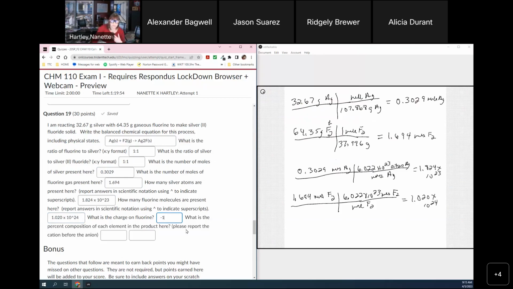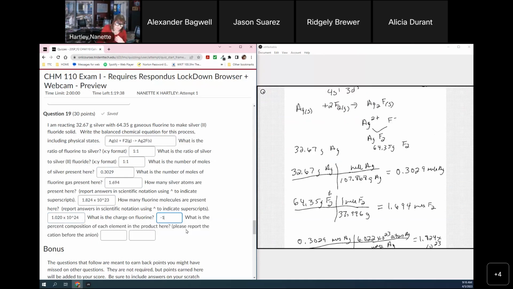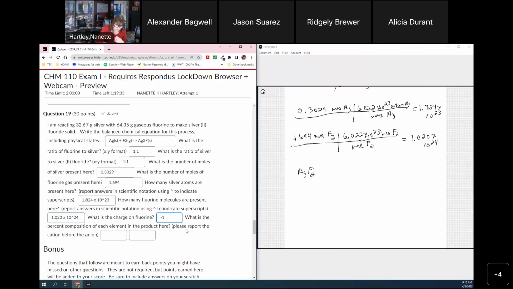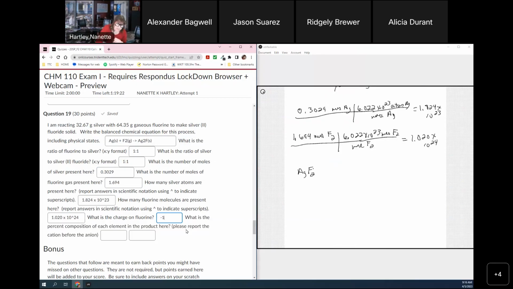What's the percent composition of each element in the product? Okay, so my product, again, I report as AgF2, not Ag2F. AgF2. That's what I wrote as my product in my balanced equation. So Ag2F, what the heck did I do? I wrote it wrong there. Wrote it right here, but not there. All right. So AgF2.